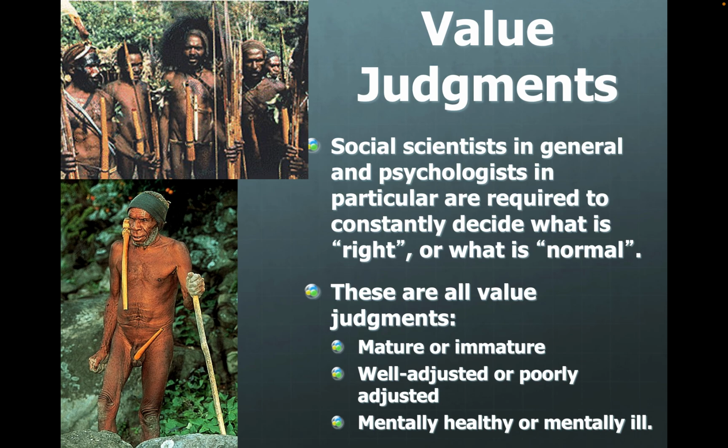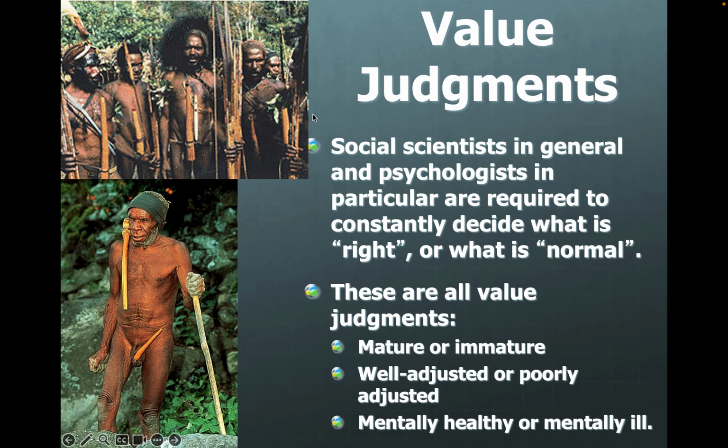Social scientists in general and psychologists in particular are required to constantly decide what is right and what is normal. These are all value judgments: mature or immature, well-adjusted or poorly adjusted, mentally healthy or mentally ill. Now, these are pictures of individuals from Irian, and as you can see, this individual is wearing a penis sheath, and that is it. He's just wearing a penis sheath. And these individuals, that's it for them as well. Now, is that normal or is that not normal?